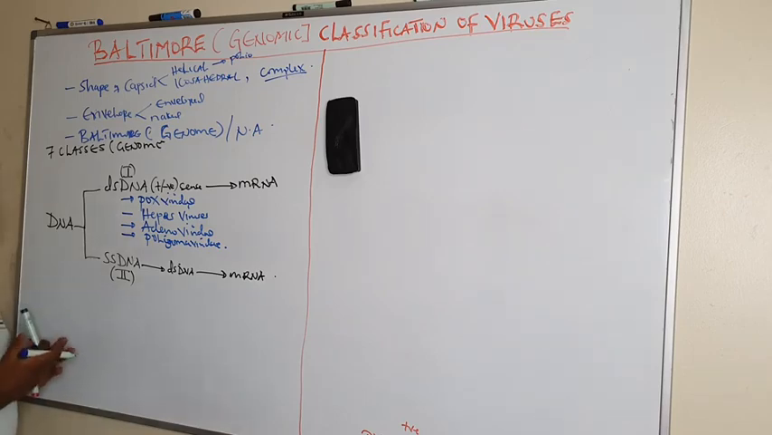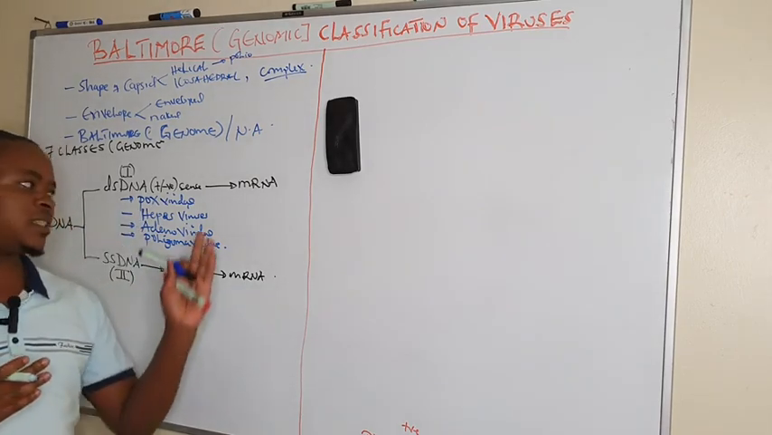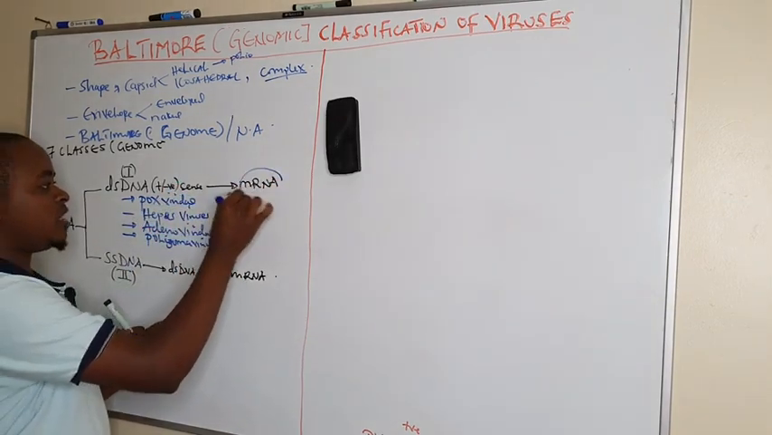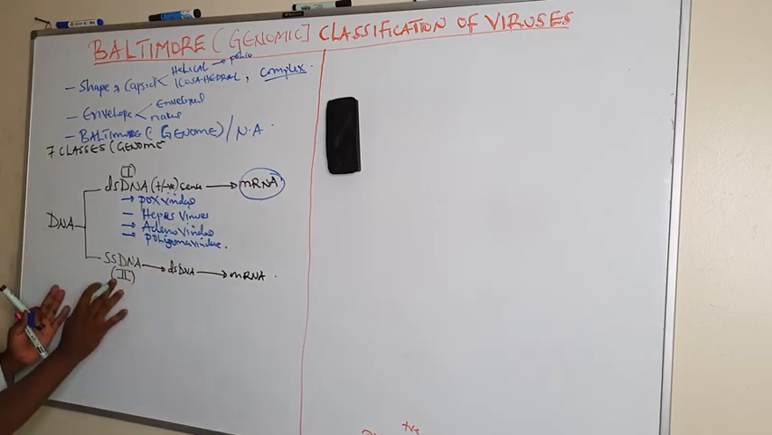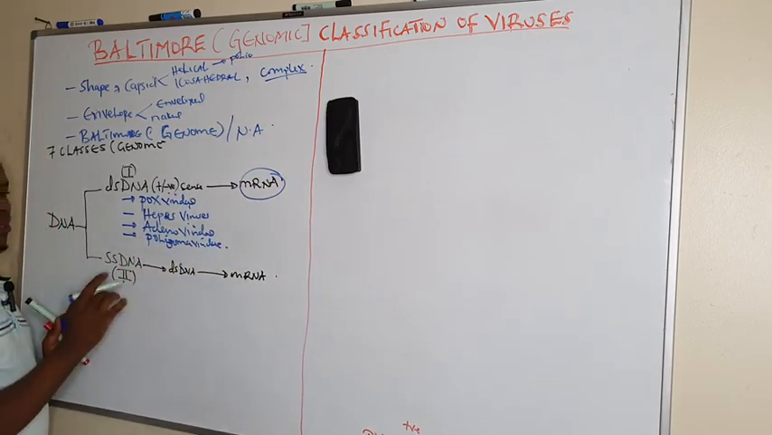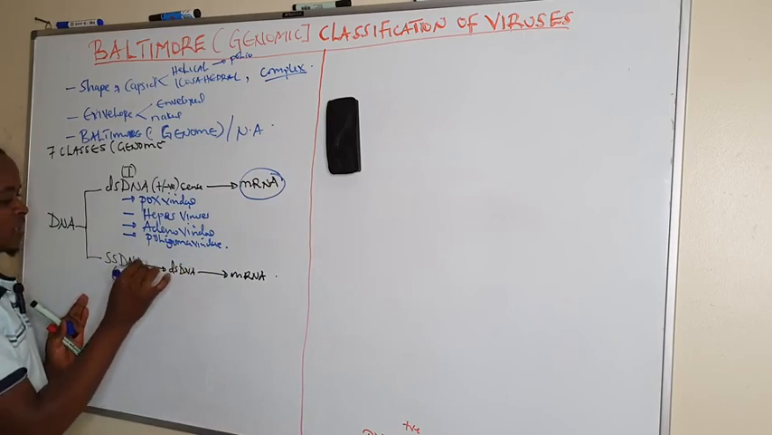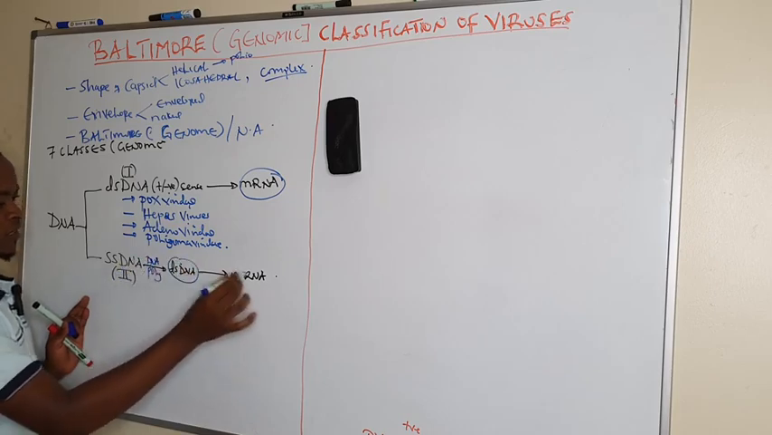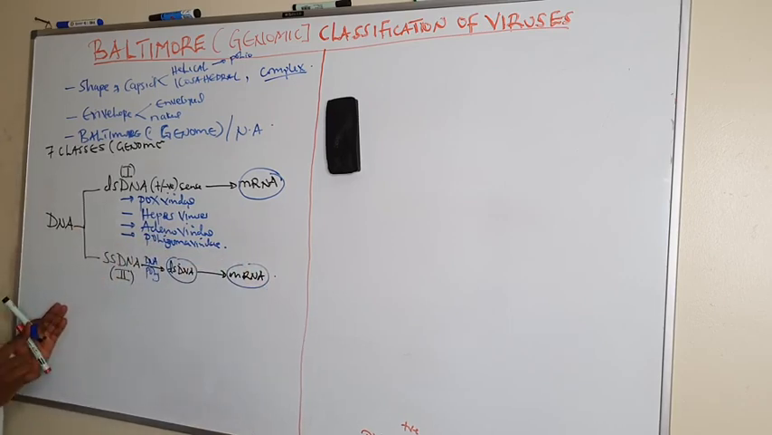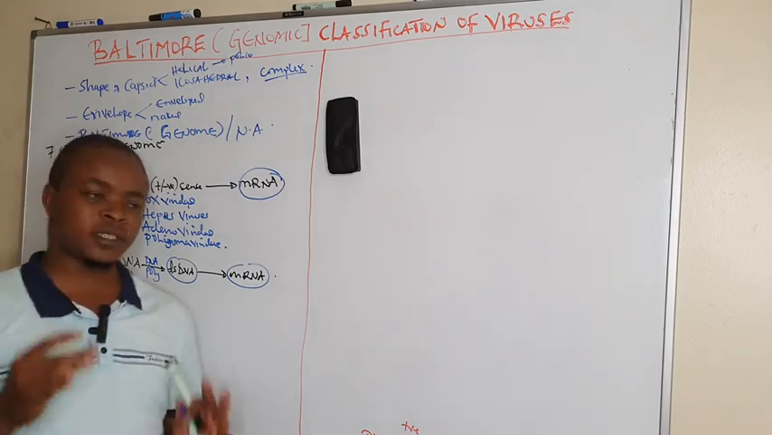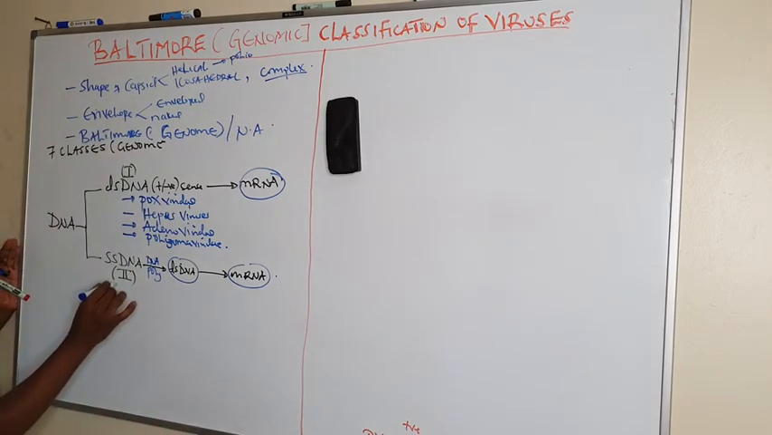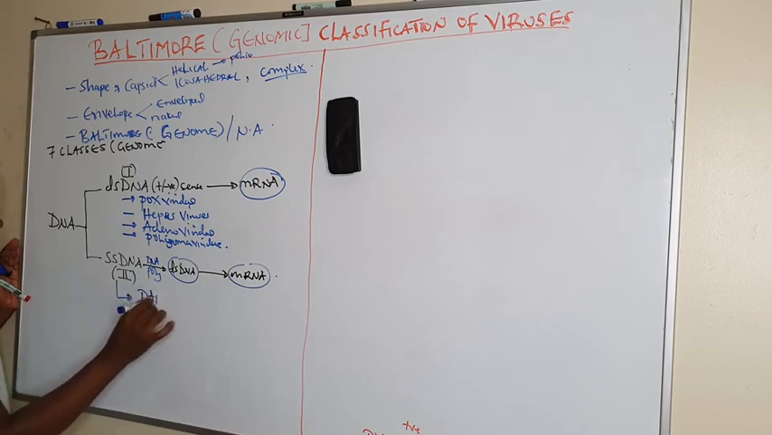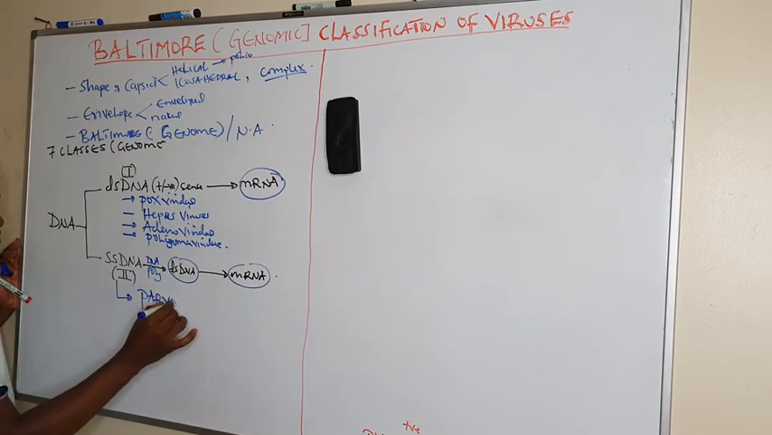And we have said these double-stranded ones have both positive and negative sense, that is the antisense, so they are directly converted to mRNA. But the single-stranded DNA viruses are first converted using DNA-dependent polymerase to double-stranded DNA, then later to messenger RNA, which is used as a template for protein synthesis. And under class 2, we only have one example, which is the parvoviridae, the parvoviruses.